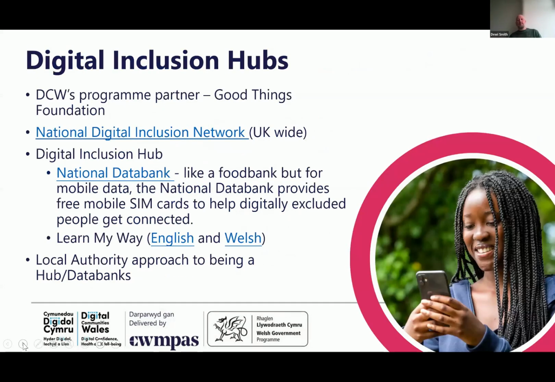So digital inclusion hubs. DCW's, Digital Communities Wales' programme partner, Good Things Foundation, is a national digital inclusion charity, and I talked about some of the great work that they do around creating reports and looking at the current digital inclusion landscape across the UK. They also run a network called the Digital Inclusion Network. So these are hubs, community venues. A lot of those places on the map that I referred to on the previous slide are members of the National Digital Inclusion Network.